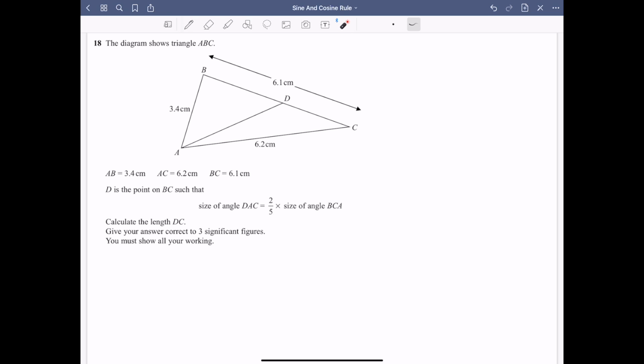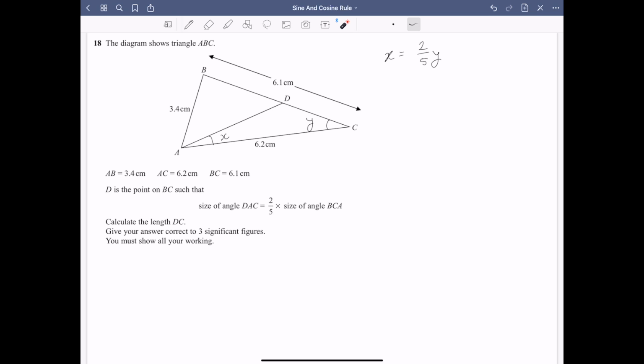So angle DAC, that's this angle, which I'm going to call X, and angle BCA, which is this angle, which I'm going to call Y, are related. And what we're told is that X is equal to 2 over 5 Y. Okay, so what can we do here?